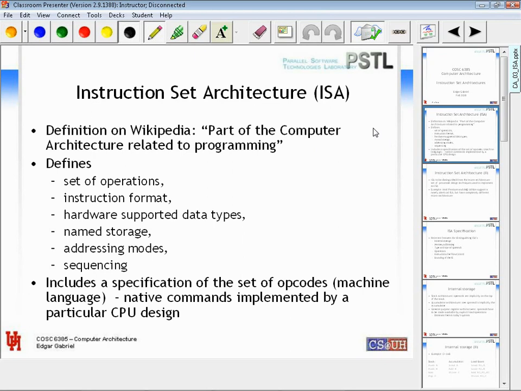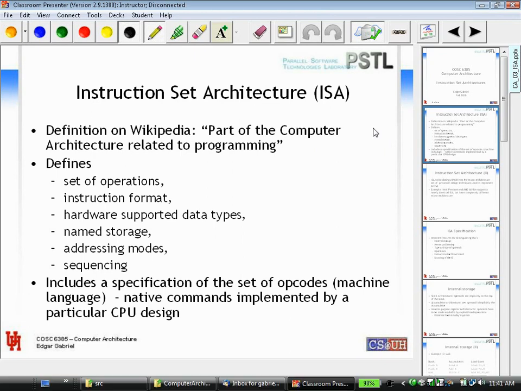Well, if you look up on Wikipedia, what the webpage says is that it's the part of the computer architecture related to programming. To be a little more generic, the way I would say is that the instruction set architecture specifies the set of operation codes that are supported by a particular CPU. It defines furthermore instruction format, what data types are supported, what type of storage is available, what addressing modes are available, and what is the sequencing.